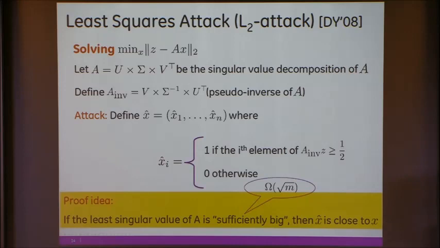The thing that's needed on A to make this attack work is that the least singular value of A is sufficiently high. A is an m cross n matrix, and what you need is that the least singular value should be at least square root of the number of rows in the matrix, so that's square root of n. If A satisfies that condition, then if you do this simple attack, X hat is going to be within a 1 minus little o of 1 fraction of X. This is assuming something about the error, right? Yeah, they're assuming the error is little o of square root of n. Yeah, you're right.